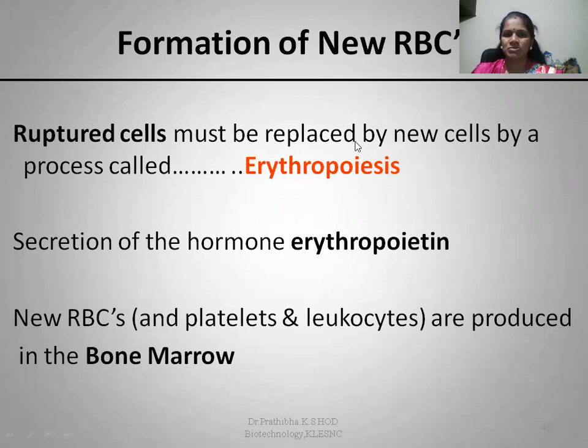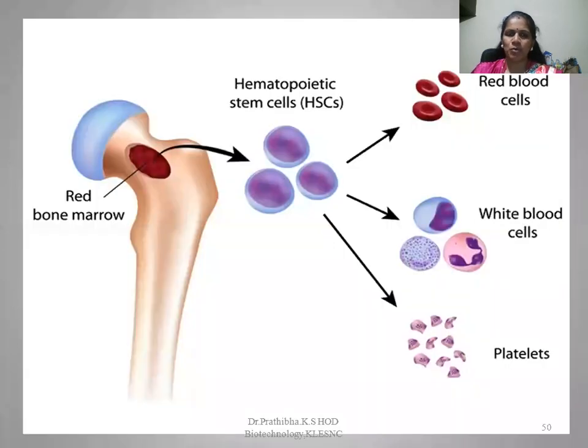Ruptured cells must be replaced by new cells by a process called erythropoiesis. Secretion of the hormone erythropoietin stimulates erythropoiesis. New RBCs, platelets and leukocytes are produced in the bone marrow. You can see this is the bone marrow, the red bone marrow. From this, all the other cells will be regenerated.